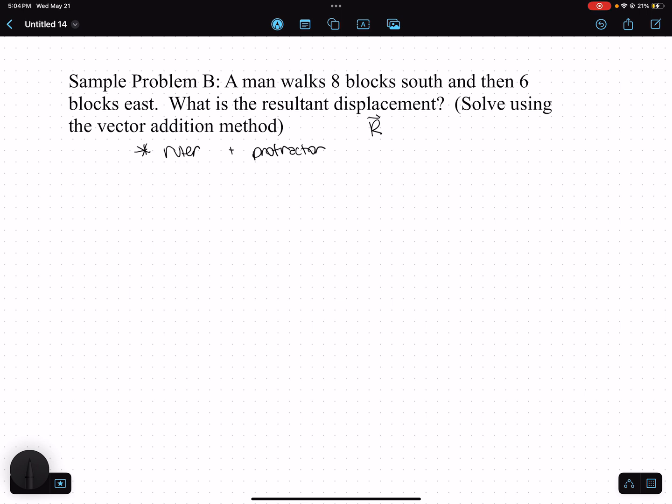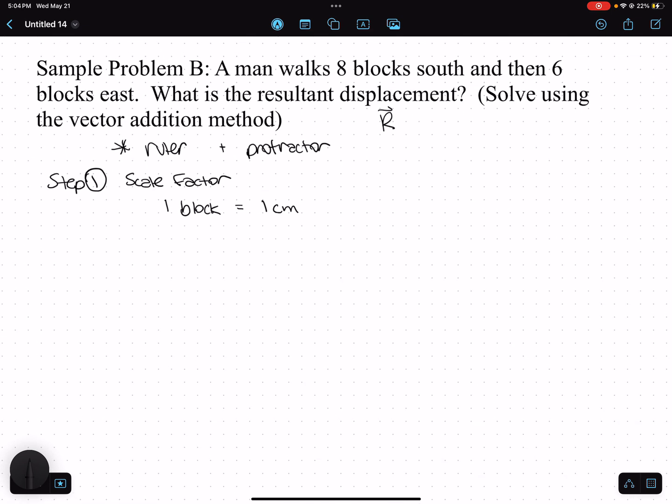If we're looking at this type of question, the first step we are going to do is create what's called a scale factor. What I mean by that is we do not have enough room on our page to draw blocks. If that's not a unit of measurement that we can draw on our page, we need to use a scale factor. That means we could say that for every 1 block from the question, on our sheet we are going to draw 1 centimeter. Okay, that's what a scale factor is.